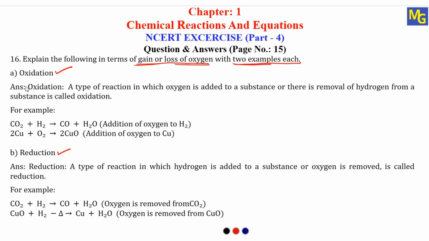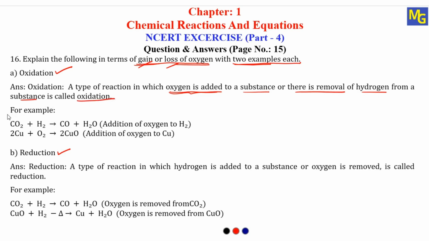So let's write the definition of oxidation. It is a type of reaction in which oxygen is added to a substance or there is a removal of hydrogen from a substance. According to the question, I have to explain only in terms of gain and loss of oxygen, but still I am explaining in terms of hydrogen also. So don't get confused. A reaction in which oxygen is added to a substance or hydrogen is removed from a substance is called oxidation.